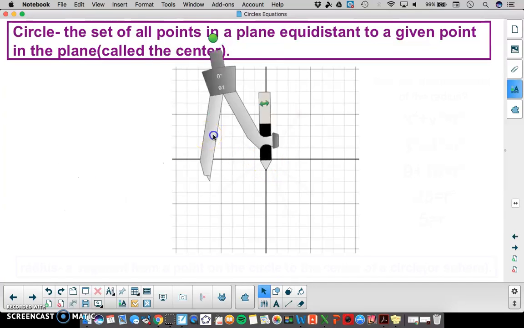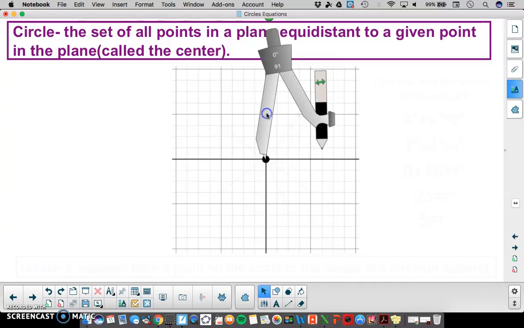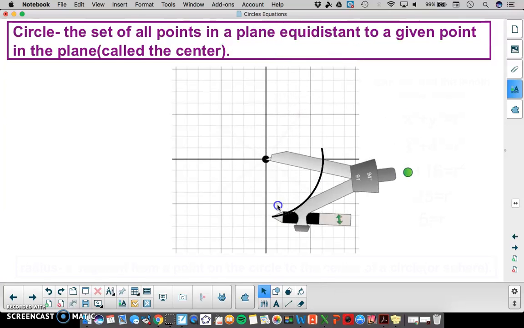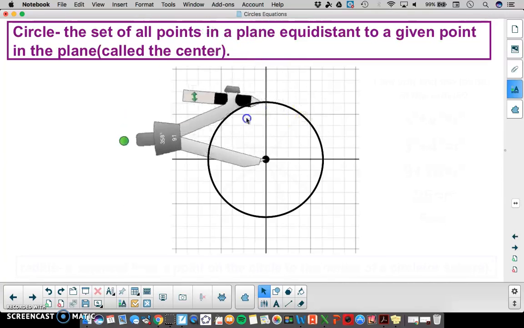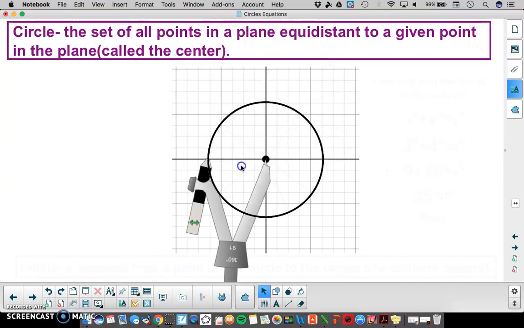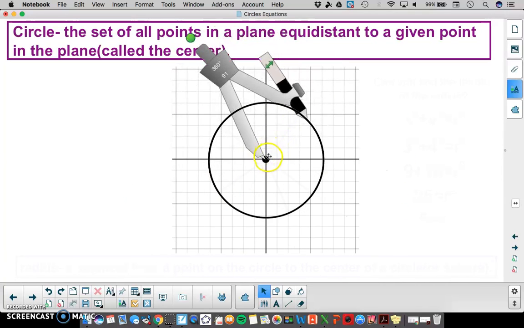Now I'm actually going to create a circle using my compass. The compass is set to a certain distance here. So it's all points that are that same distance away from that center. So I'm going to now use my compass to make that circle. So every point on that circle is equidistant to that center.